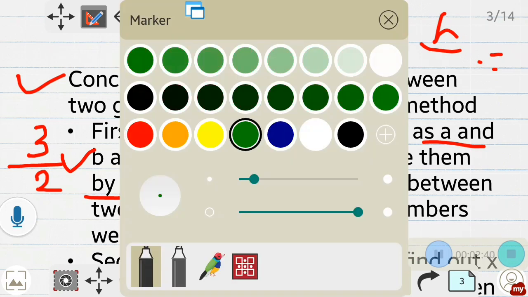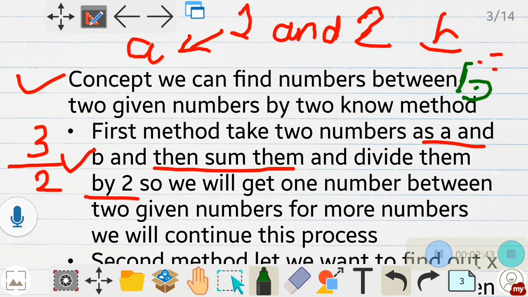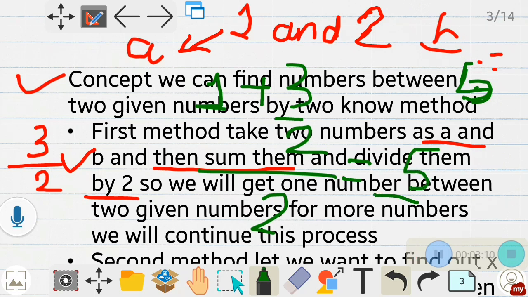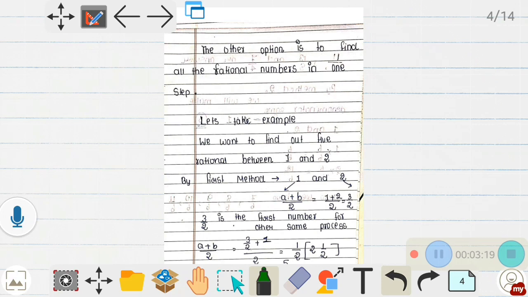And if we want to find five numbers between them, then we have to continue this process until we find the five numbers. So we have found the number 3 by 2, which is between 1 and 2, and now we want to find another number. So now we will take 1 plus 3 by 2, divided by 2, and then we will get 5 by 4 as another number, and then we continue.